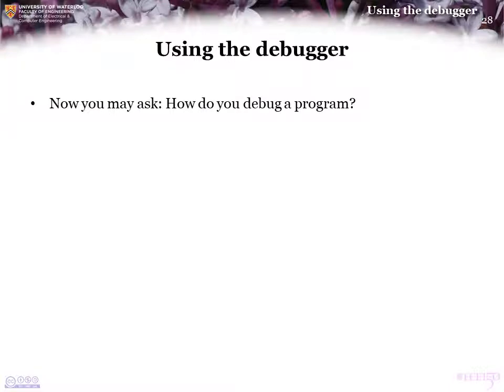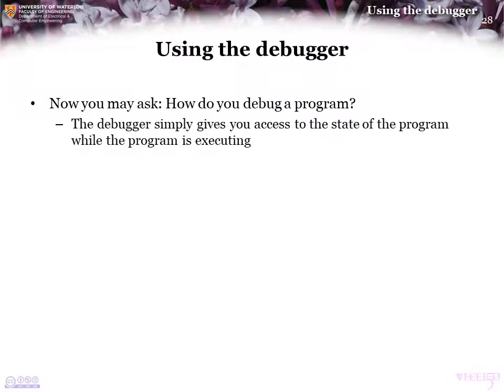Now, you may be wondering, how do you actually debug a program? Because up until now, all we've done is watch how a program executes. Well, that's it. The debugger simply gives you access to the state of the program while it is executing. You can see the variables change. You can see what happens when a statement is executed.